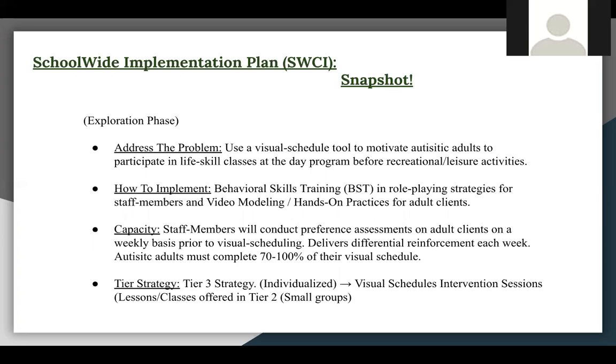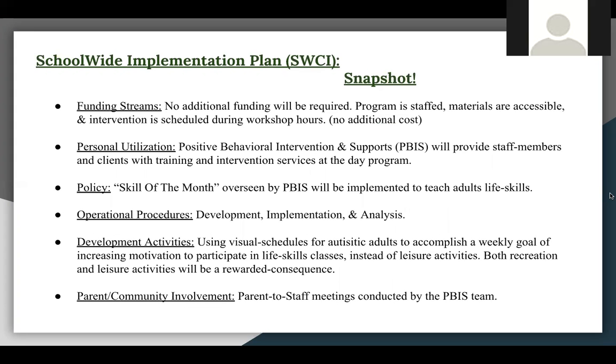Our tier strategy is tier 3, so it focuses on the individual client while using visual schedules within an intervention session, but our classes and lessons for life skills will be offered in a tier 2 or small group strategy. Our funding streams: at this time, there's no additional funding that will be required. The program is highly staffed with professionals and materials are accessible for the intervention plan.